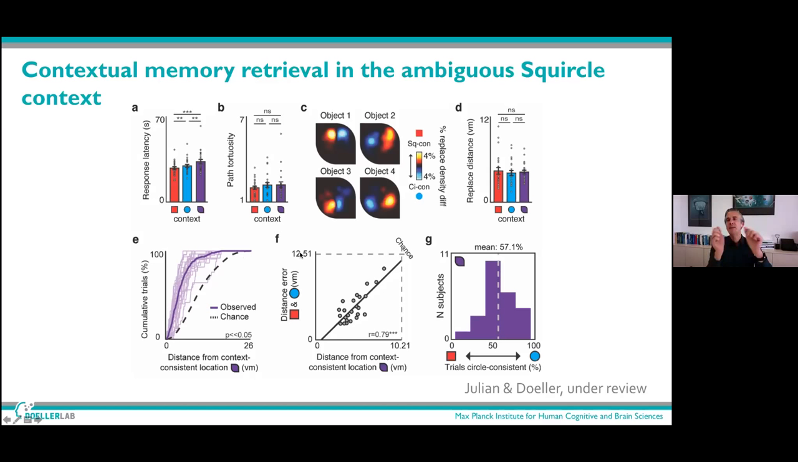Every line here indicates one participant, and the darker color indicates the average response of participants. Participants significantly deviate from a random response location in the squircle, but are much closer to either the square or the circle positions. That's the evidence here in that plot, and it roughly falls half-half.